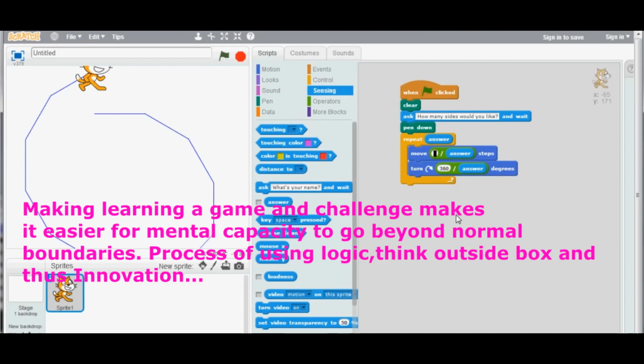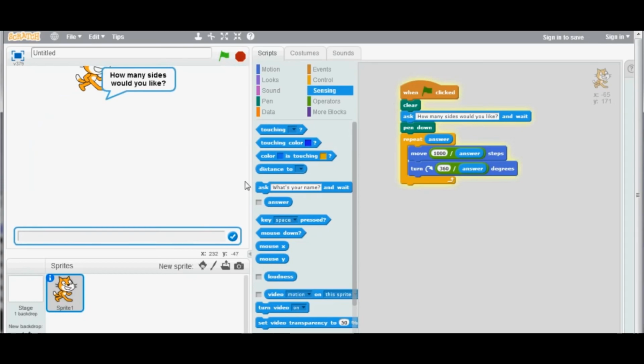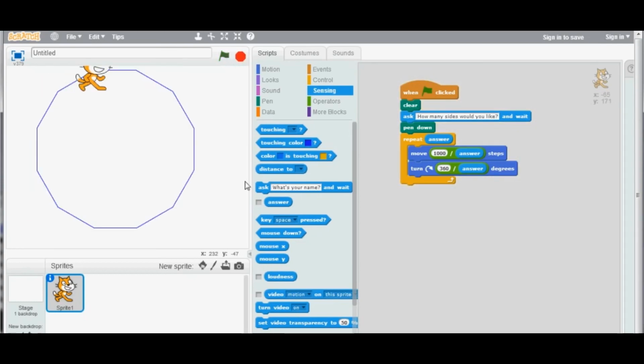How many sides would you like? We'd like 12 sides, please. And there we go. It fits on nicely. So we just move the cat down slightly so it's not quite off the top. If we try some other shapes now, so if we try the triangle again, then that's a much bigger triangle than it was before, isn't it? And it doesn't join up quite because the cat was just off the edge there. So maybe the thing to do is make it just slightly smaller, maybe 900 divided by the answer. So we'll try a triangle again.